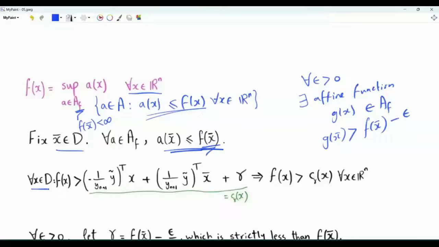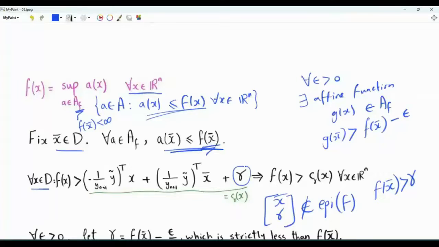For every x in the effective domain of the function f of x, we know that f of x is greater than c gamma of x, as we did on the previous page. Now, gamma is any real number that is strictly less than f of x bar. Recall that to apply the separation theorem to the epigraph of function f of x, we needed a point outside the epigraph, and this point was x bar and then gamma. And for this point not to be in the epigraph of function f, we needed f of x bar to be strictly greater than gamma. This result here is valid for any gamma, so long as it is strictly less than f of x bar.